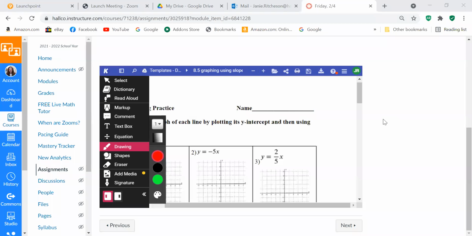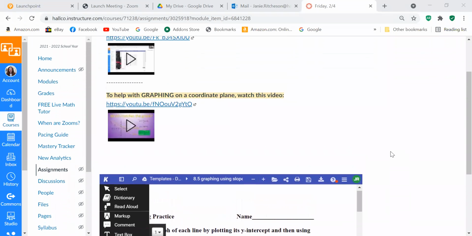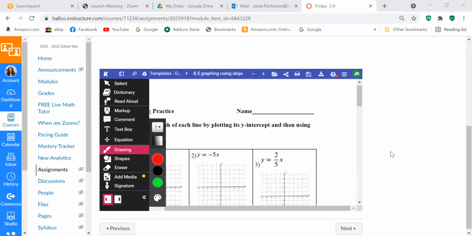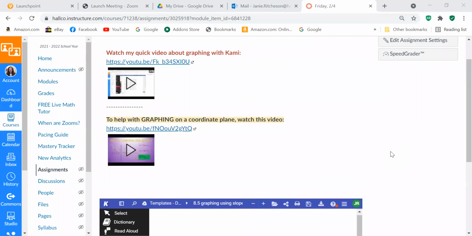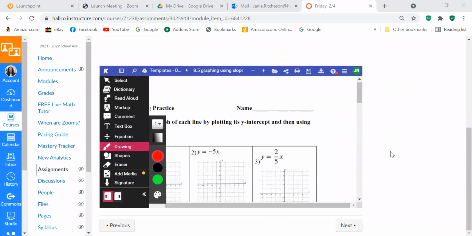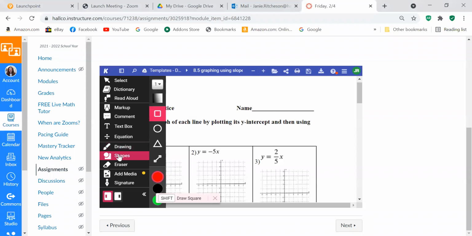Hey guys, I know a lot of you are still struggling with this assignment from Friday. First of all, I want to remind you that I made you a video on how to graph using Kami. When you make your lines, you have to use the line tool under shapes. If you just make a random line on these graphs and I can't tell what points they're going through, I can't give you credit on those.